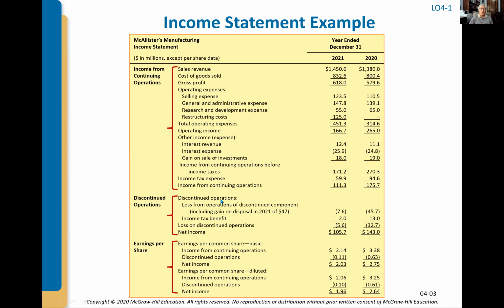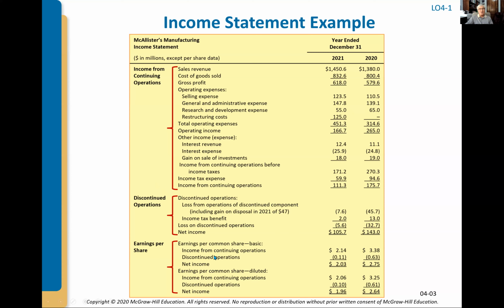And so we separate that out because in reality, people don't care about that anymore. What they care about is the future. If people are trying to invest, what is this company going to look like in the future? So therefore, we segregate our profitability, our income statement, between operations, the profitability of operations that are going to continue, and operations that are not going to continue, they're going to be discontinued.